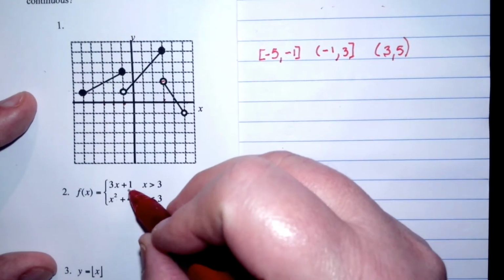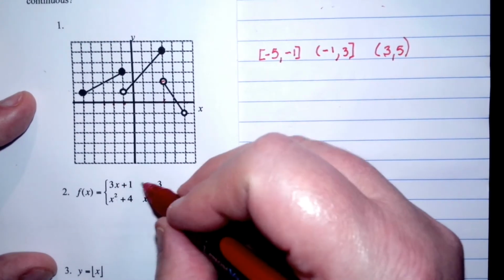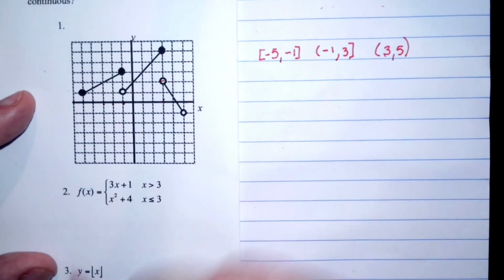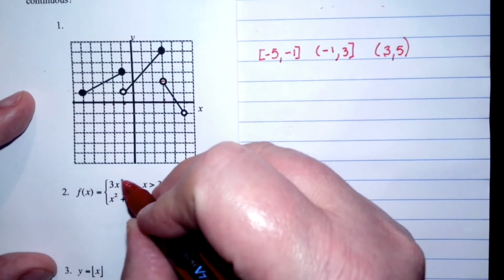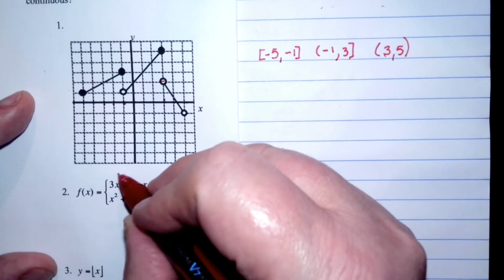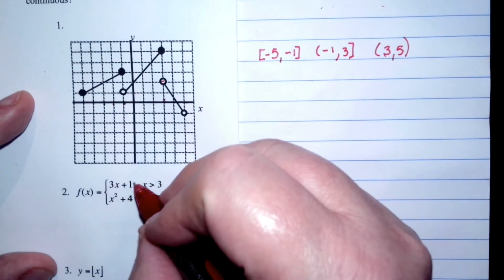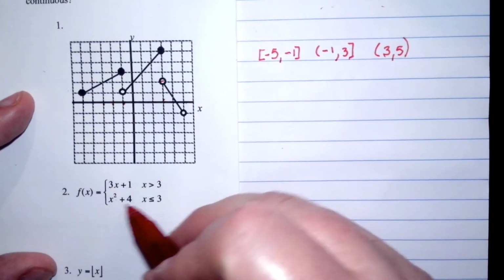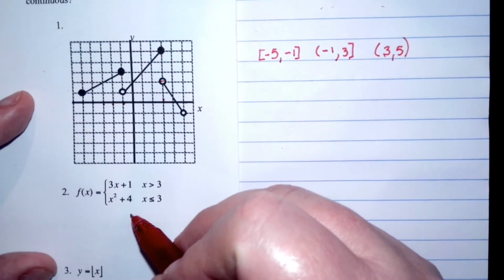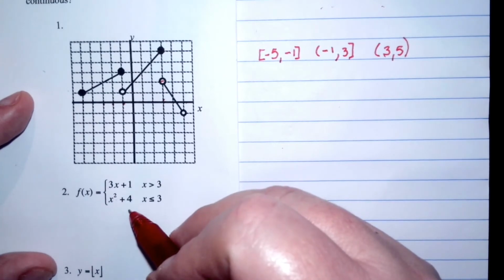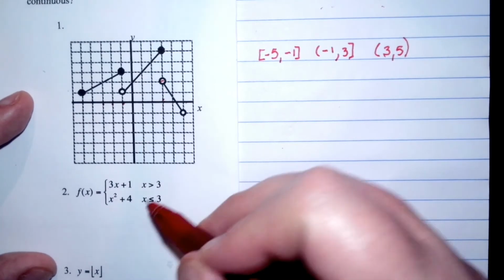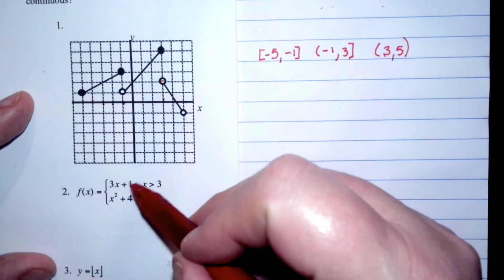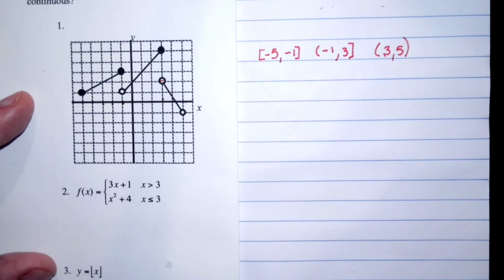Well, remember 3x plus 1, that's linear, of the form y equals mx plus b. The graph is a line, there are no gaps. So if we were only looking at the 3x plus 1, there would not be any discontinuities. Now what about x squared plus 4? Well, you may remember that this is quadratic, and so its graph is going to be a parabola. And again, a parabola is continuous. So these two pieces are continuous.